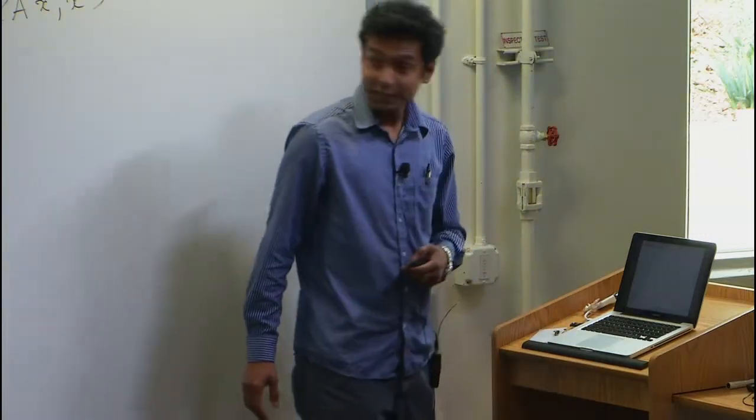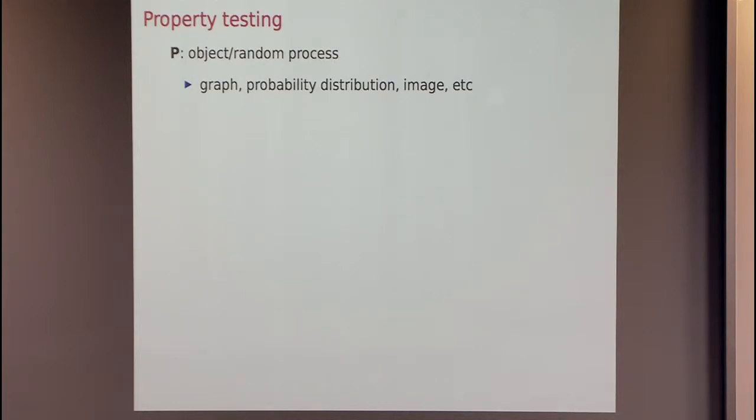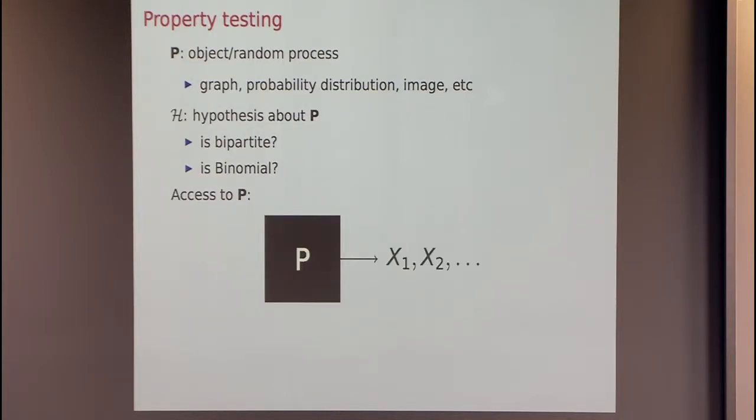So what's the problem of property testing? There is an object P which could be a graph, a probability distribution, or an image, and we have a certain hypothesis about this object. For example, if it's a graph, is it a bipartite graph? Or if it's a distribution, is it a binomial distribution? And we want to answer these questions, and the way we access this object is through a curtain between the object and us, and we see some kind of function of this object, some randomized function.